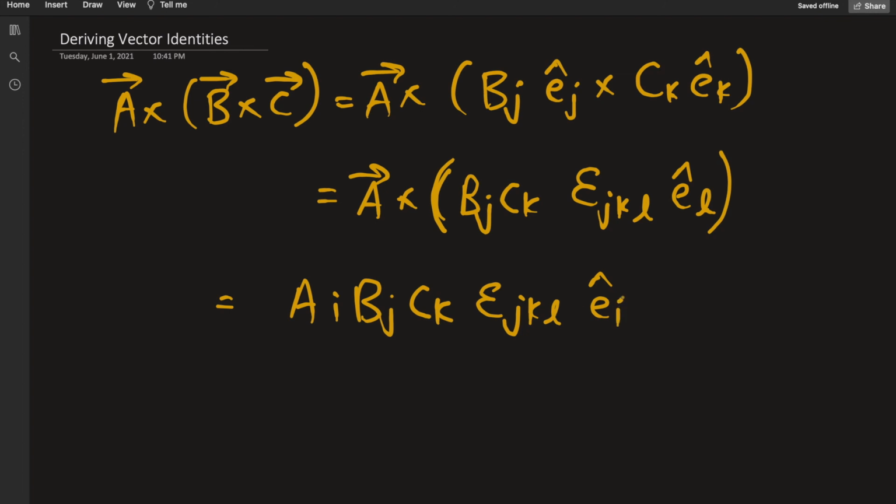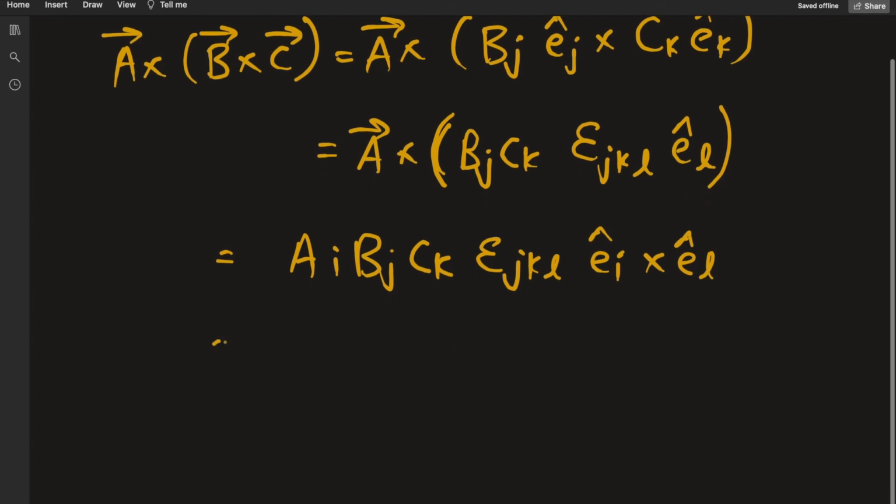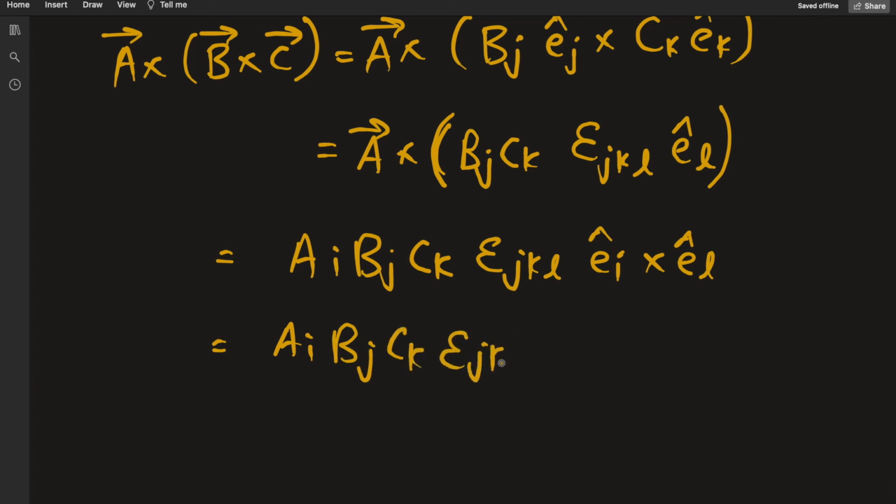And we use the index i, so e sub i hat crossed with e sub l hat, because that was the only basis vector over there. A sub i, B sub j, C sub k, epsilon j, k, l, and then this will give you another epsilon, where the first two are the corresponding first two indices of the cross product. Introduce a new one, call it m, e sub m hat.